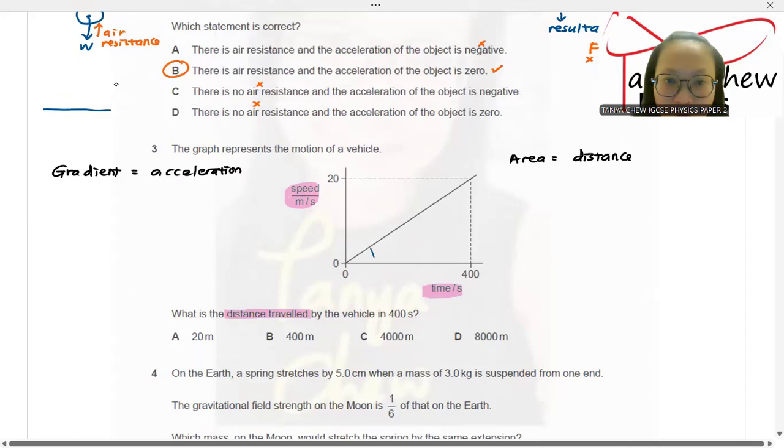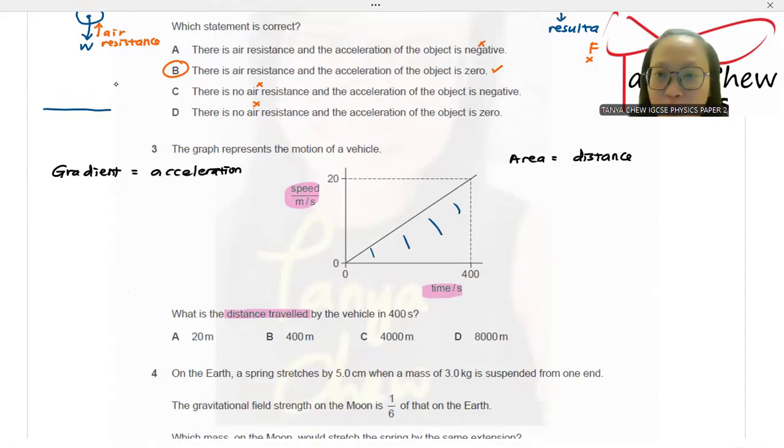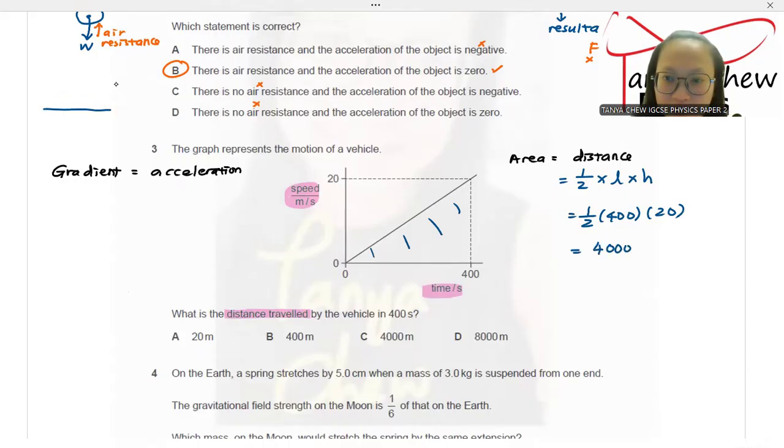To find the area of this graph, it is actually equal to the area of a triangle. So you have to recall a little bit of math here. The area of a triangle is half times the length times the height. The length is 400 seconds and the height is 20. So use your calculator. You should be able to get 4,000 meters. C is the answer.